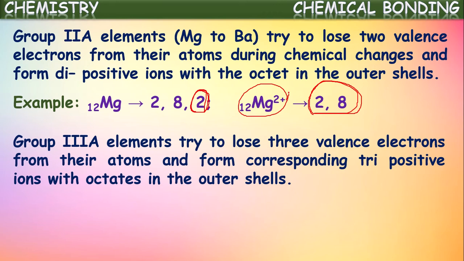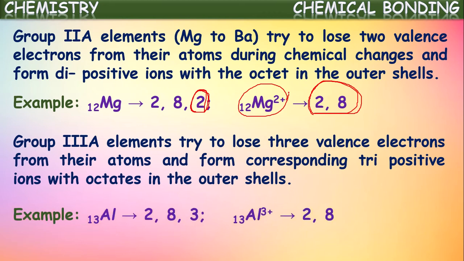Third A group elements are boron, aluminium, gallium, indium and thallium. If you observe one of those elements, aluminium, its atomic number is 13. If we write the electronic configuration for that, we get 2, 8, 3. That means these elements of third A group have 3 electrons in their valence shell. As they have 3 electrons, are these elements stable? No, not at all, because they do not have 8 electrons. They have only 3 electrons in their outermost shell.